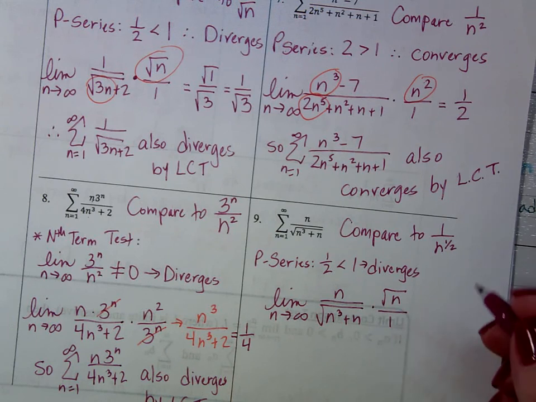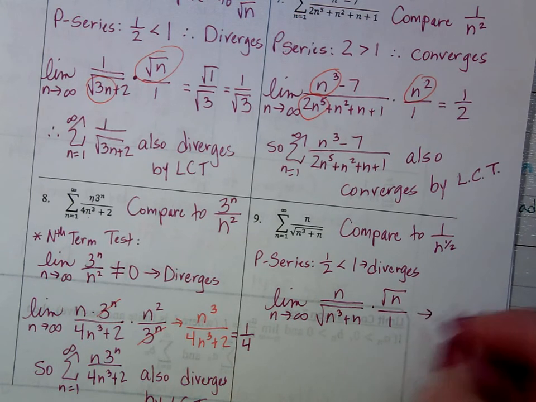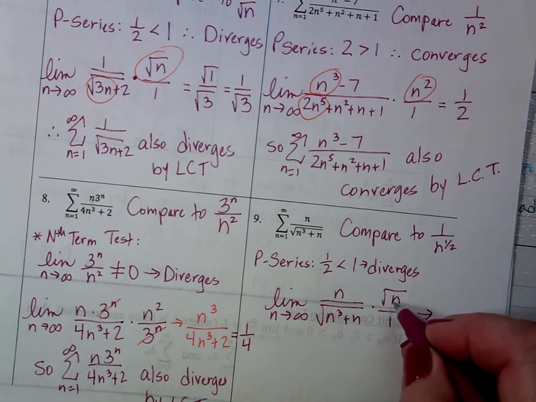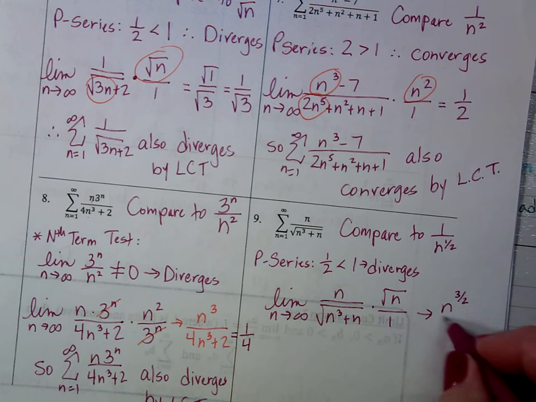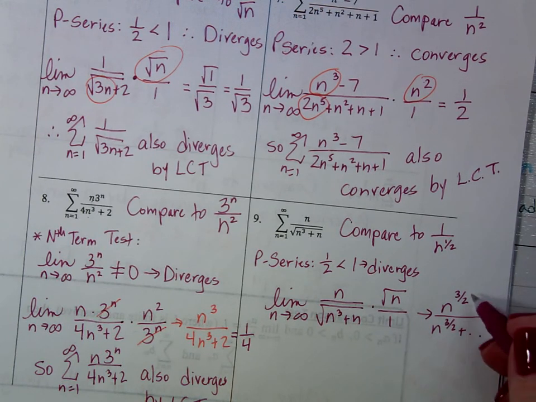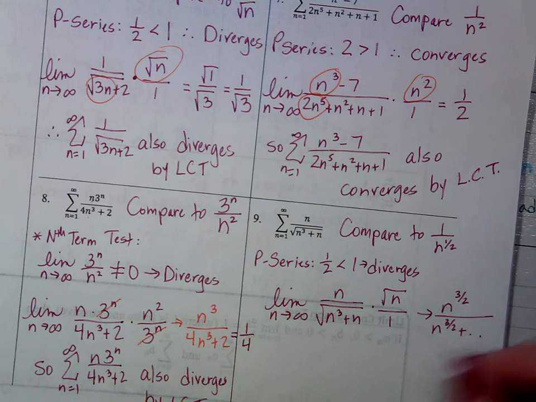Kind of strange. But I know up here I have n to the first times n to the 1/2. Add the exponents, it's n to the 3/2. What's the power down here? It's n to the 3/2, plus yada yada, I don't really care. These guys are the same powers, so I take their coefficients. So this limit equals 1.